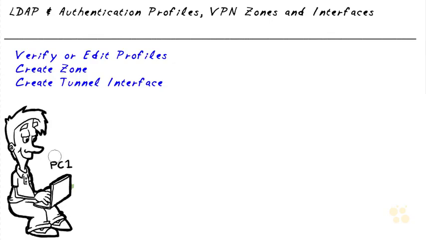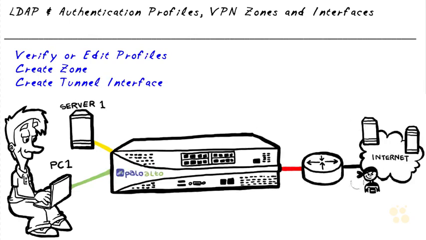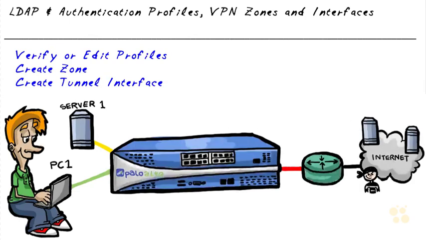In this nugget, we verified our LDAP and authentication profiles. We created a new zone just for VPN, and we created and associated a tunnel interface with that new VPN zone.